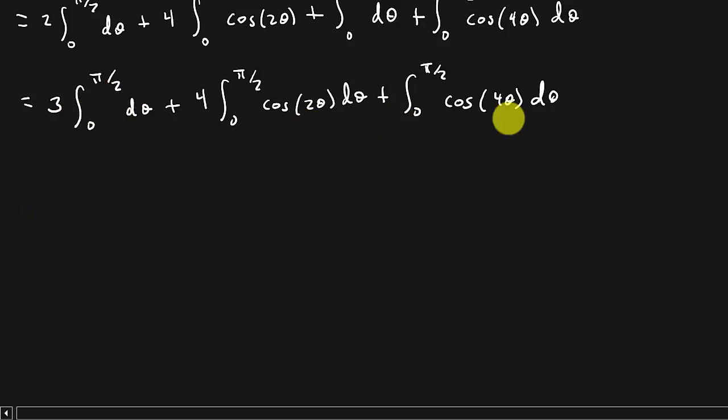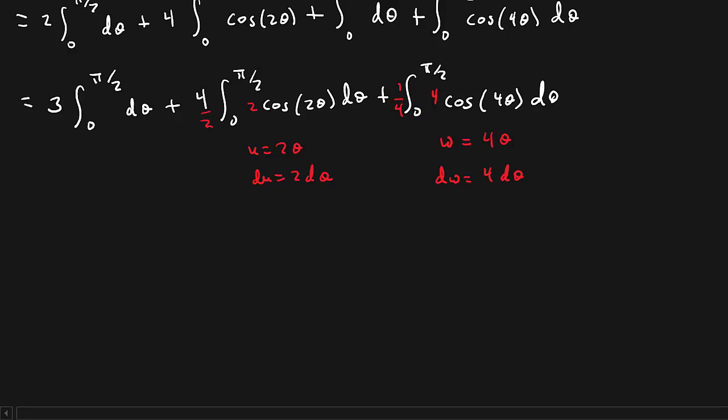This one and this one, we're going to have to use substitution. For this one, I'm going to let u equal 2 theta, so du is 2 d theta. You can see I'm missing a 2, so I've got to divide by 2. Over here, instead of using u, we'll use w. Let w equal 4 theta, so we don't get the u's mixed up. So dw is 4 d theta. You can see I'm missing a 4, so I multiply by 4, then I've got to go outside and multiply by 1/4.